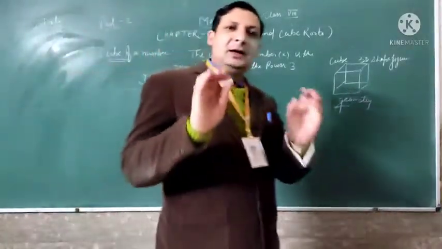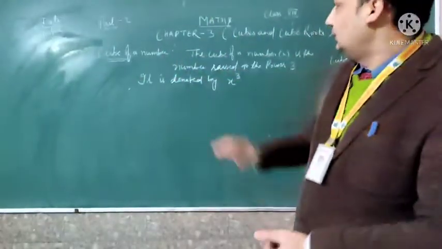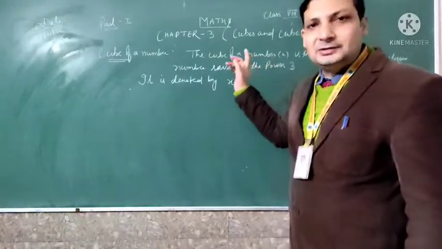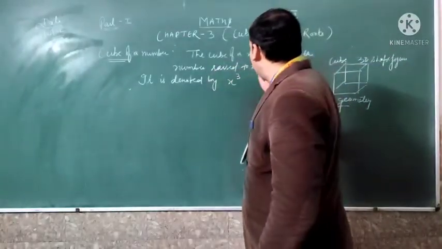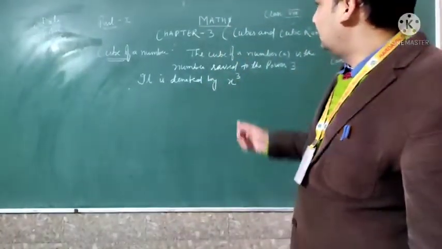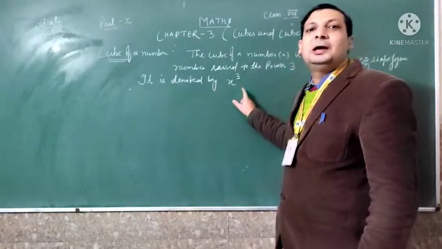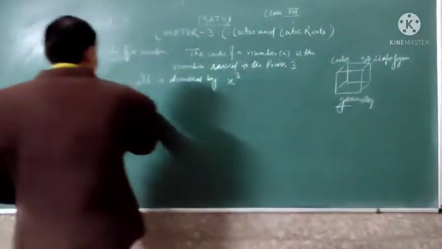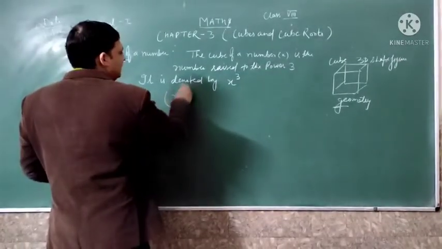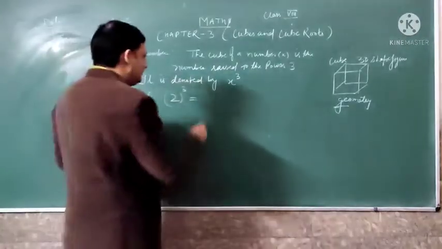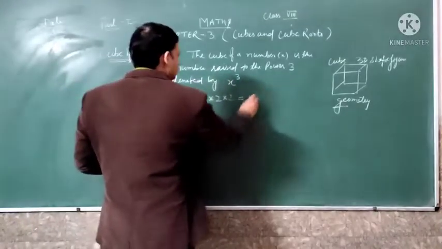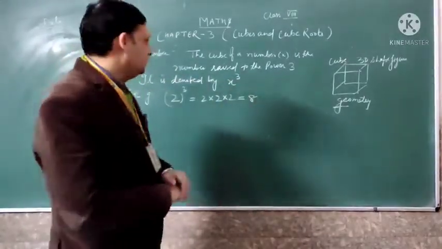So dear students, listen again very carefully because it is a very interesting topic. Cube of a number, where I have taken the number x, or you can take any number in the examples, is the number raised to the power 3. It is denoted by x cube. I will take a different example to understand cube of a number. I will take 2 to the power 3. It means I will multiply 2 three times. 2 twos are 4, 4 twos are 8. The cube of 2 is 8.